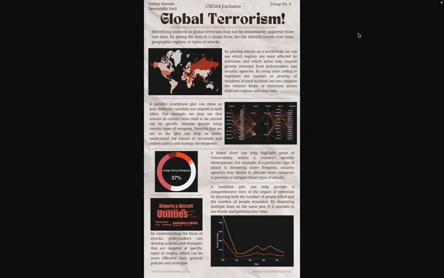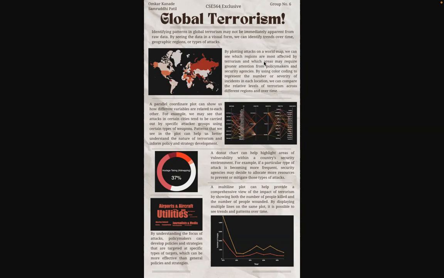So, why should we care about this topic and visualizing it? Identifying patterns in global terrorism is not always feasible by just looking at raw data. But once we see this data in a visual form, we can identify trends in this data over time, over geographic regions, and even over types and nature of the attack. This can help us better understand the nature of terrorism and the factors which actually contribute to it.